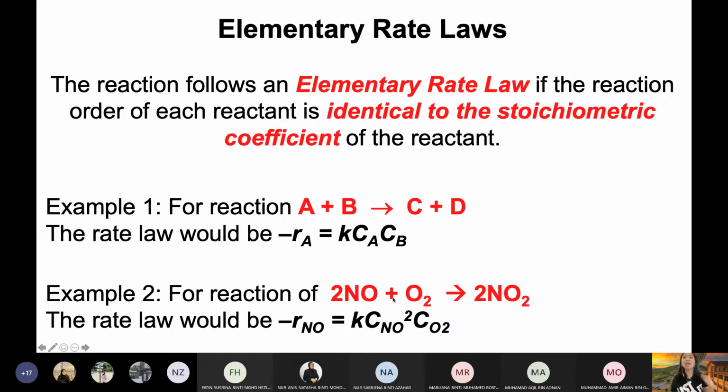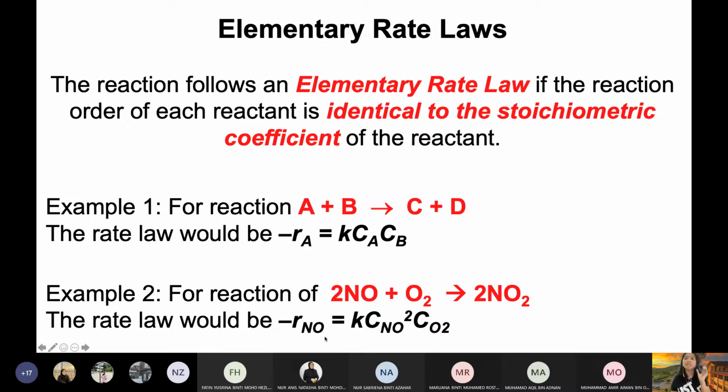Let's say 2NO, okay, react with oxygen gas O2 to produce 2NO2, nitrogen dioxide. Okay. So dia kata this is elementary rate law. Stated reaction ni obeys elementary rate law. Therefore, dia punya rate law, dia punya order reaction become second order with respect to NO and first order with respect to oxygen gas. Okay, kamu ikut sahaja reaction order tu ikut stoichiometric coefficient.